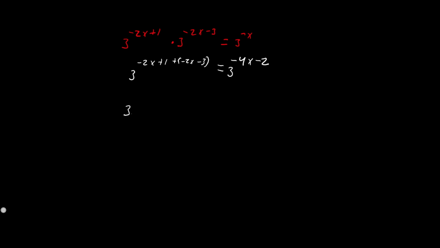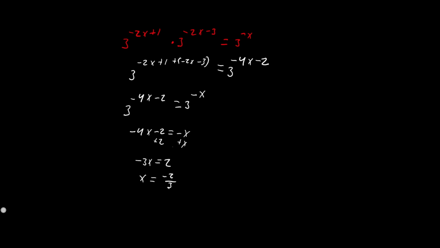So we have 3 to the power of negative 4x minus 2 is equal to 3 to the power of negative x. So here we have negative 4x minus 2 is equal to negative x. And we're going to add 2 to both sides and x as well, so that we get negative 3x is equal to 2. And here we just get x is equal to negative 2 over 3.